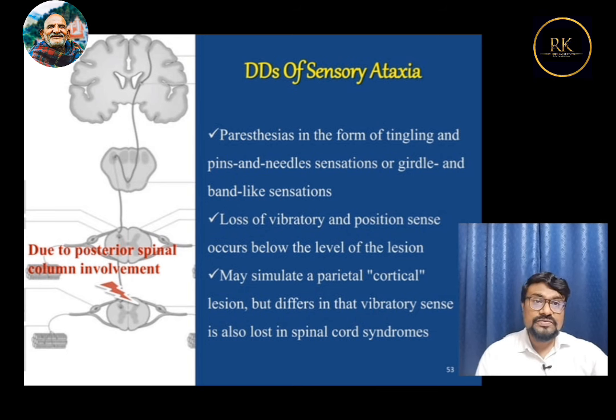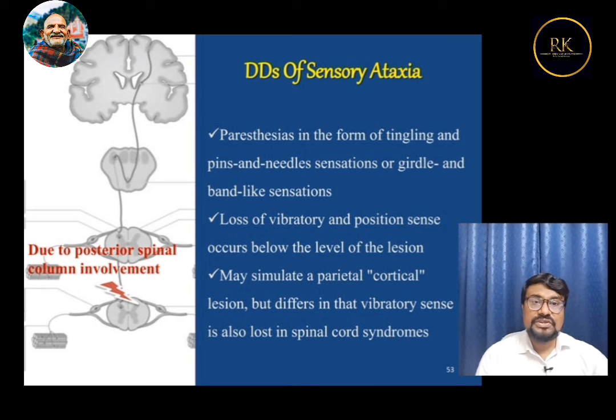The causes of sensory ataxia because of the involvement of posterior spinal columns: this patient will present with paresthesia in the form of tingling, pins and needles sensation or girdle-like or band-like sensation, with loss of vibration and position sense below the level of the lesion. These may simulate parietal cortical lesions but differ in that vibration sense is also lost in spinal cord lesions.